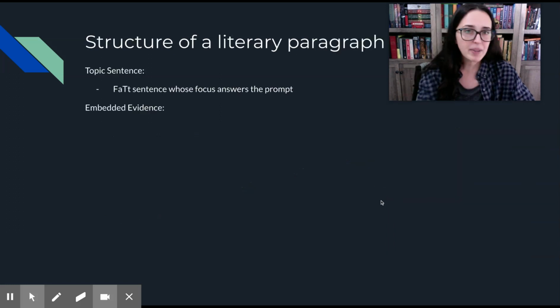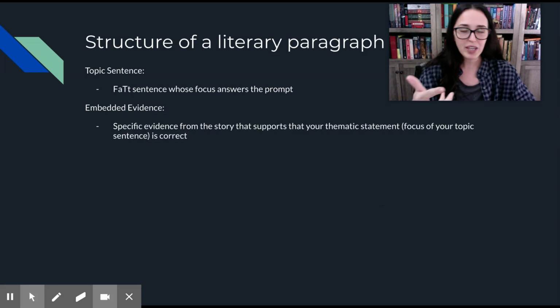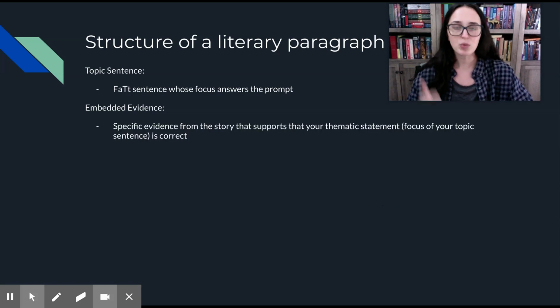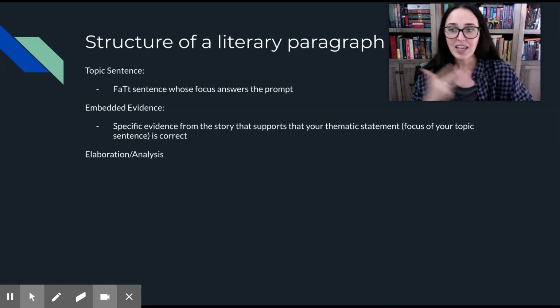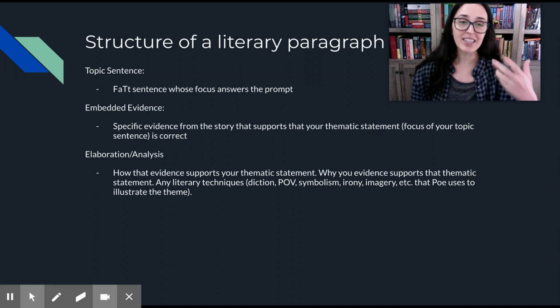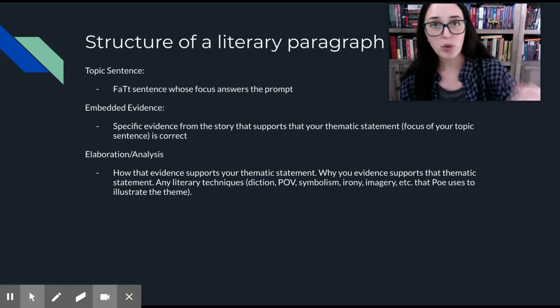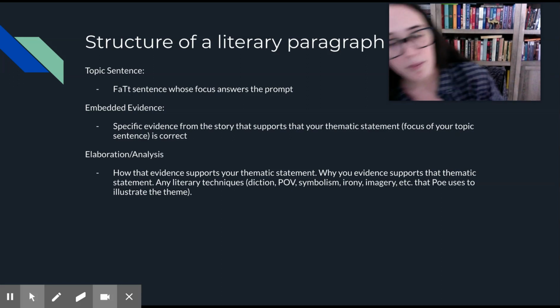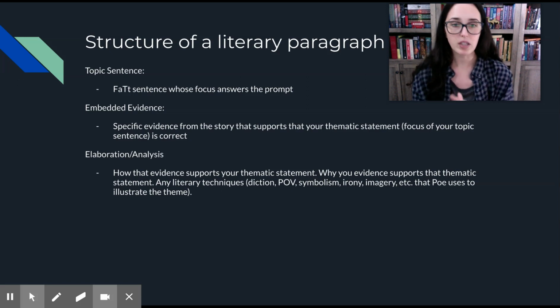So again, topic sentence, we've got our fat sentence with our thematic statement for the focus. We've got the 3 elements that are needed to embed evidence, which is your lead-in and signal phrase, the quote, and the proper citation. And then you've got your elaboration and analysis, how that evidence specifically supports your thematic statement. Every single thing has to go back and prove that your focus or your thematic statement is correct. So when you're analyzing, don't just make it random, make it actually prove the point that you're trying to make.